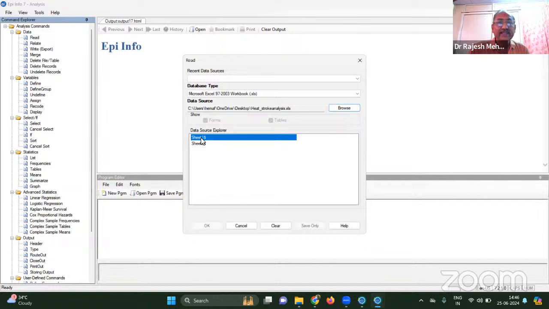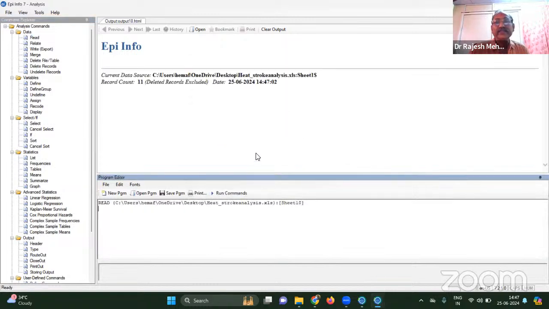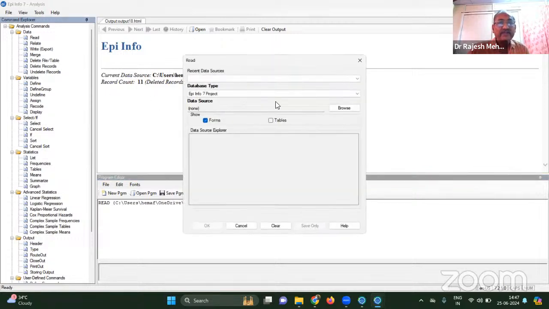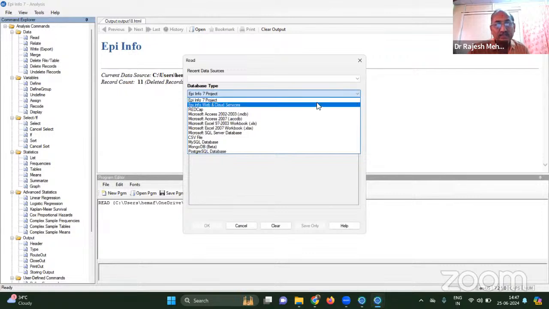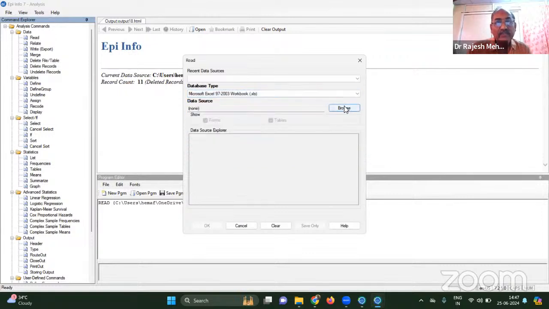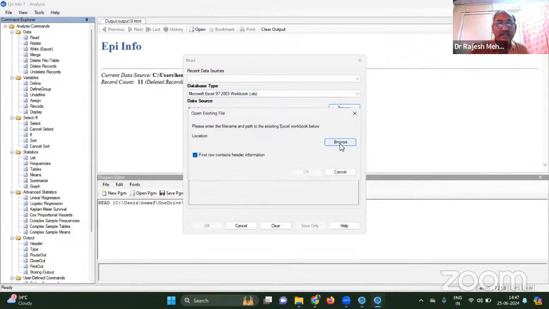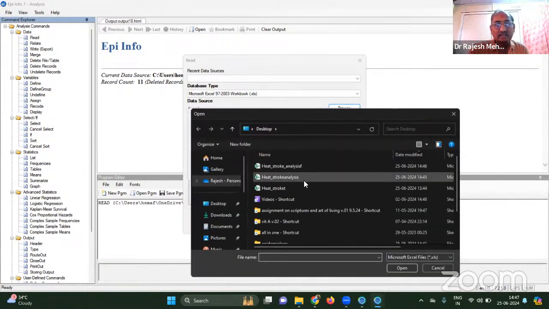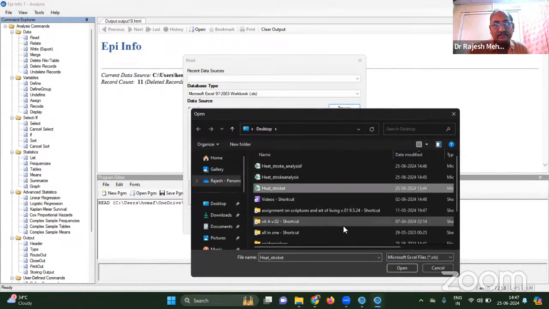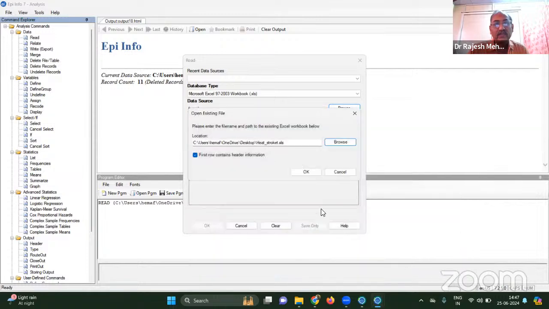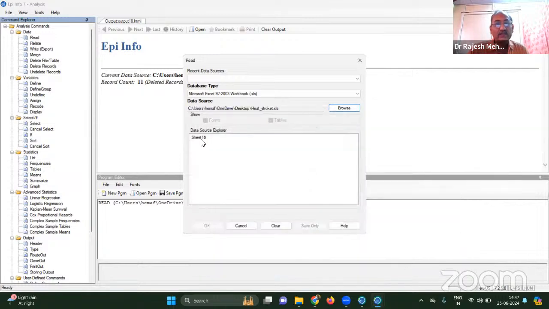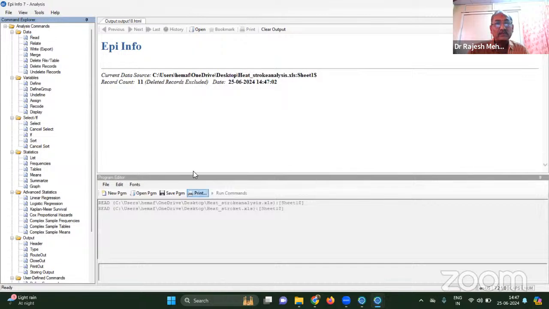Here, your data is in sheet 1. Select like this. This is how you can select. I have kept another file over here in which I repeat the process. I give the name test, sheet 1. I have kept the date. This is how you select your file.